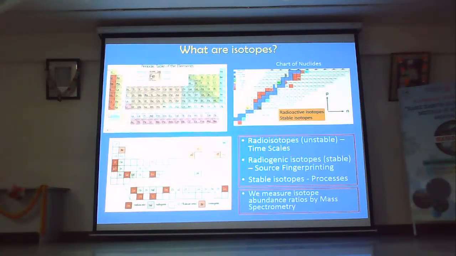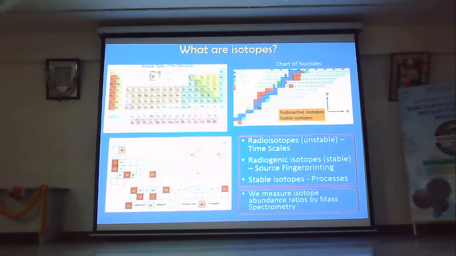Therefore, radioisotopes are very useful in dating, because you can find the timing of events, timing of formation, etc. In the same way, the product itself can also be used as a source fingerprint. That means different sources will have different isotope ratios. So if a product is derived from a source, it should carry the signature of the source.